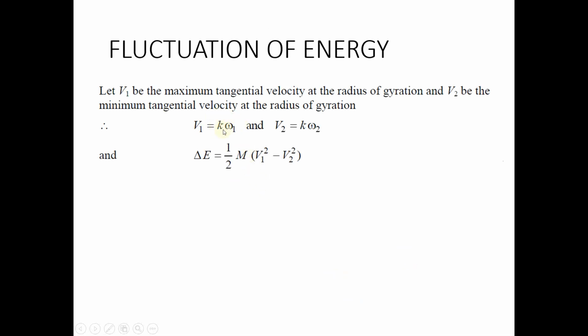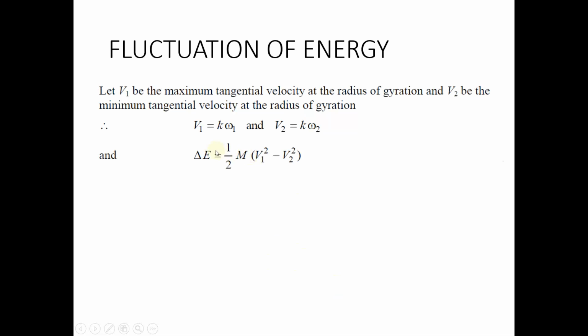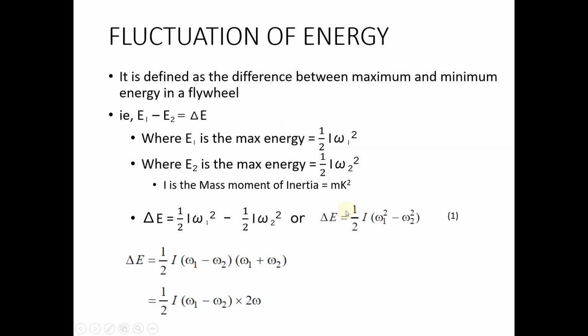Now k omega 1 is equal to v1 and k omega 2 is equal to v2, where v1 is the maximum tangential velocity at the radius of gyration and v2 is the minimum tangential velocity at the radius of gyration. So tangential velocities are represented by v1 and v2, and then we substitute the values of v1 and v2 here. So we get delta E is equal to half m into v1 square minus v2 square. So these equations can be used to represent the fluctuation of energy.